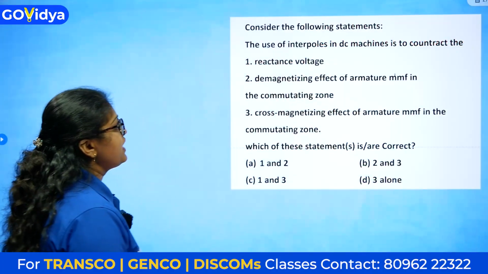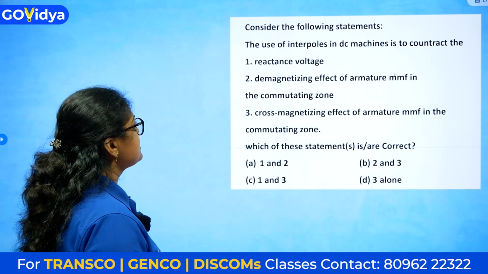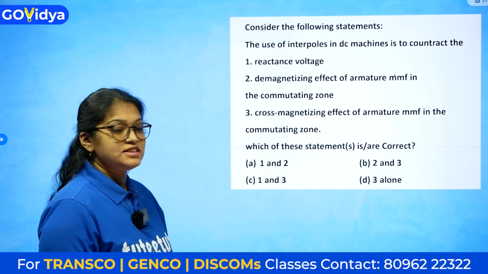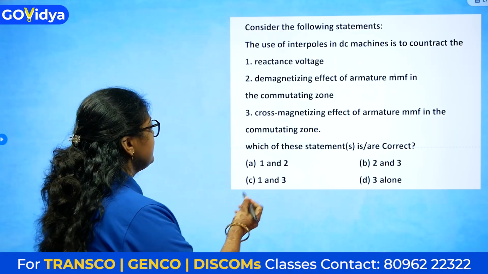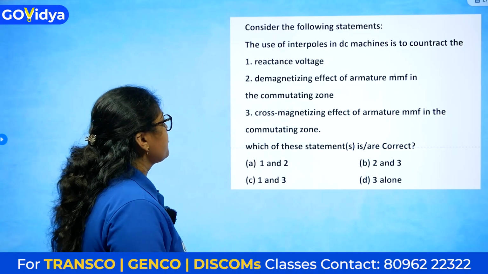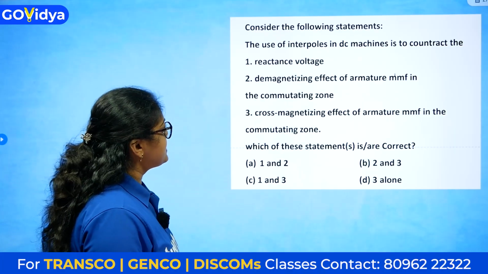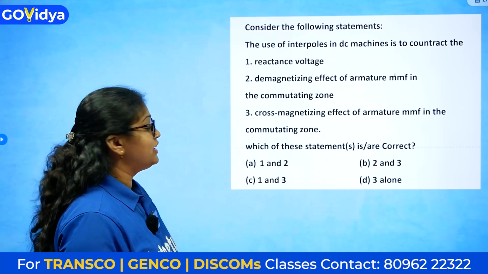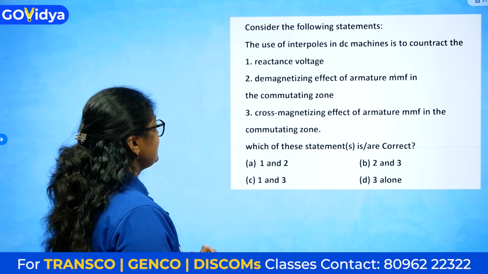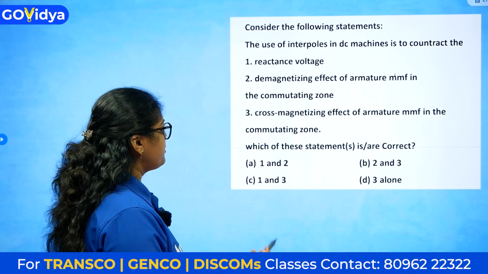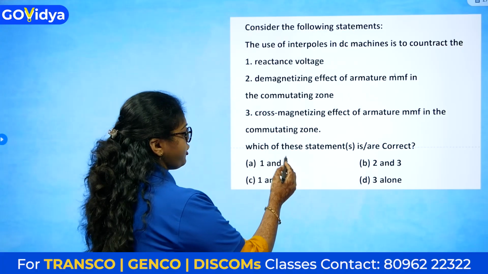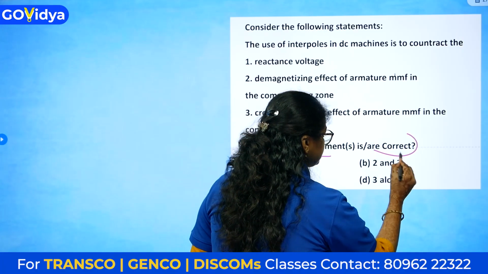The first question. Consider the following statements: the use of interpoles in DC machines is to counteract the dash. Which of the following? The first is reactance voltage. Second one is demagnetizing effect of armature MMF in the commutating zone. Third, cross magnetizing effect of armature MMF in the commutating zone. So which of these following statements are correct?